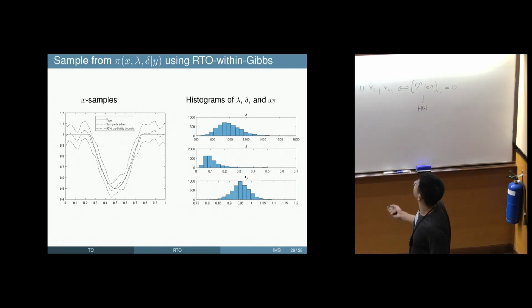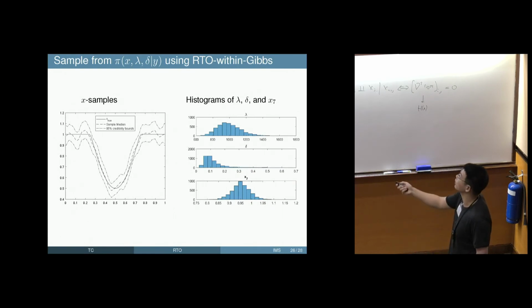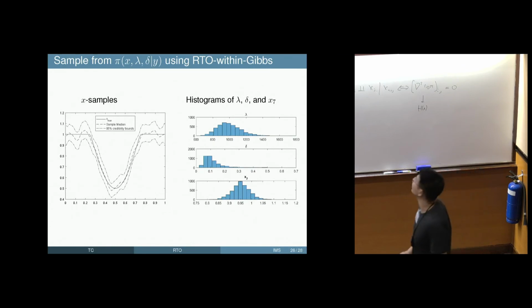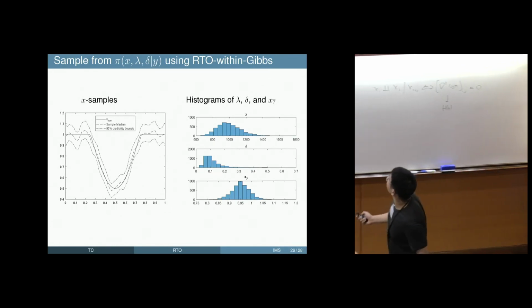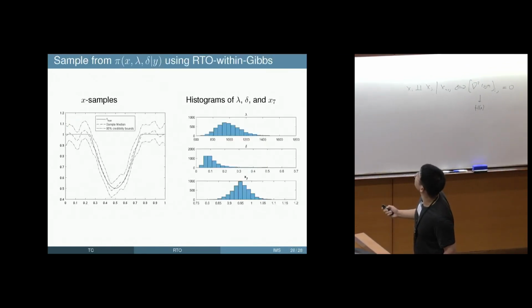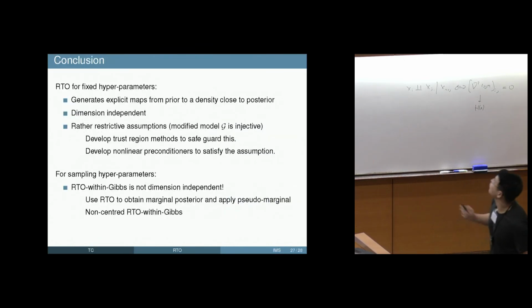This is a histogram of the permeability field at one particular pixel, at one particular location. This is still work in progress, and we will come back to this in the discussion time.